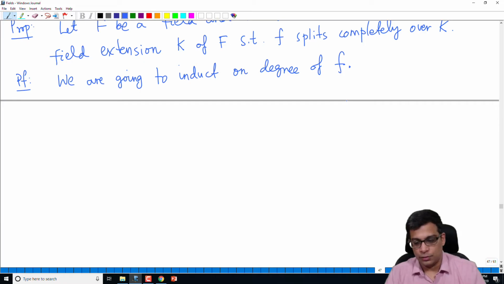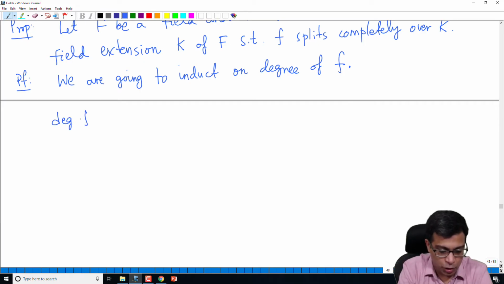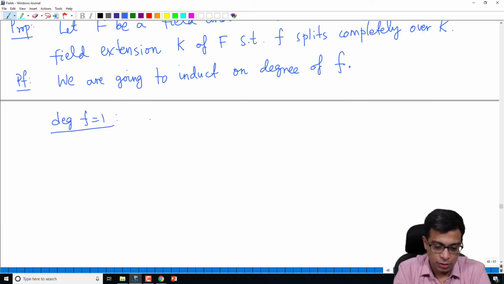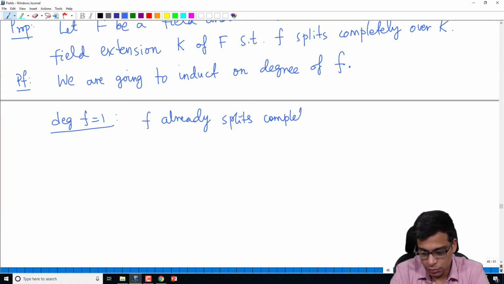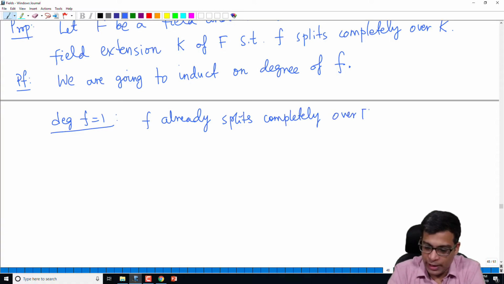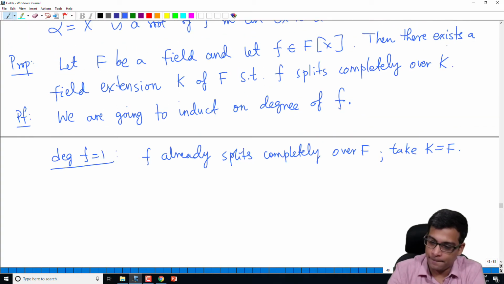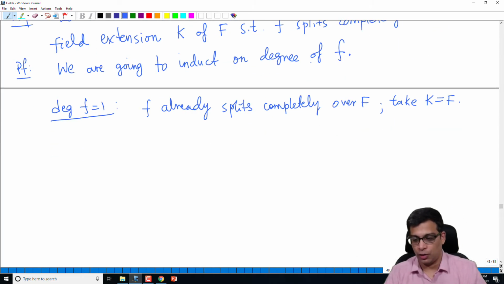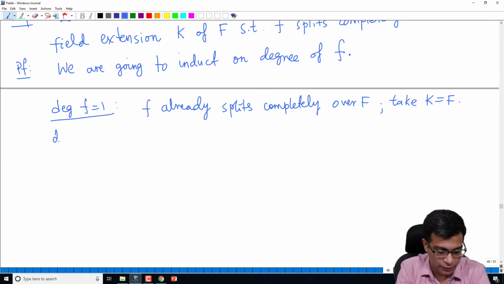Okay, so degree of f is 1 means what? That means f already splits completely. F is already a linear polynomial. That means it splits completely over capital F itself. So take K equal to F. The goal of the proposition is to exhibit a field extension over which f, small f, splits completely. If degree is 1, then we can just take it to be the base field itself.